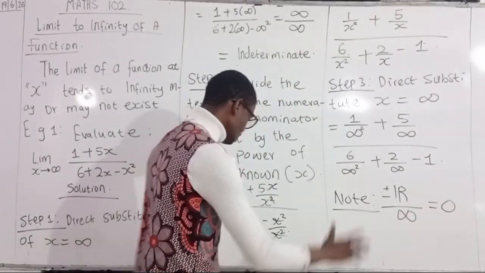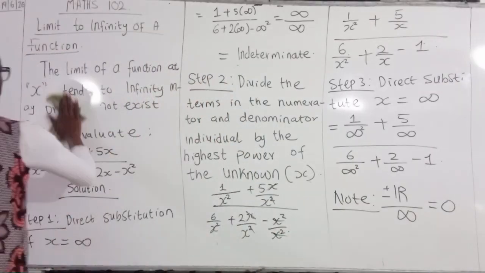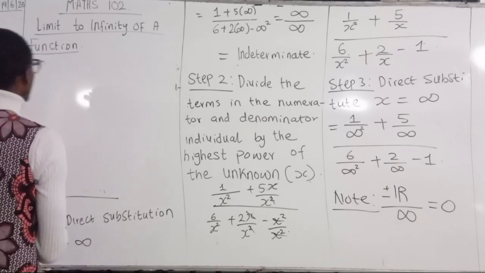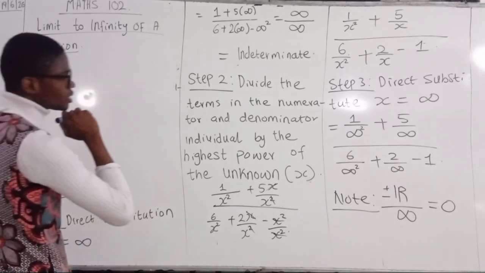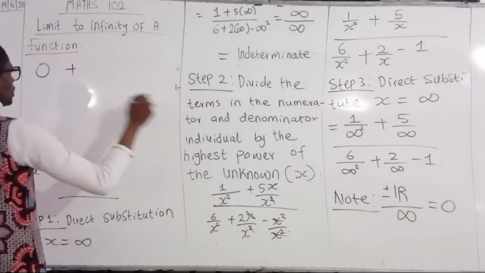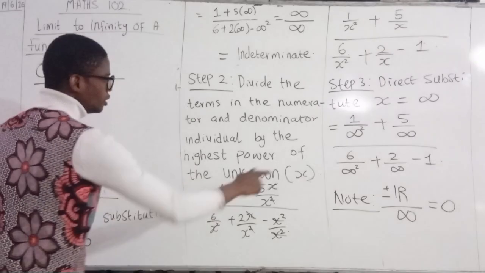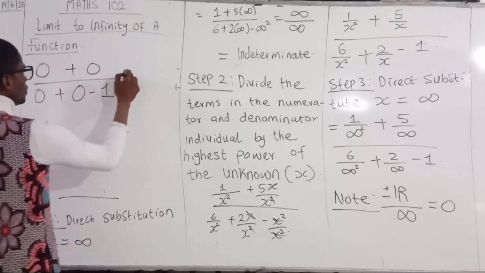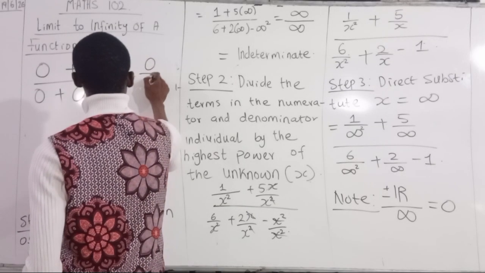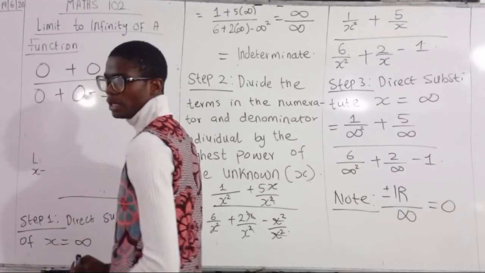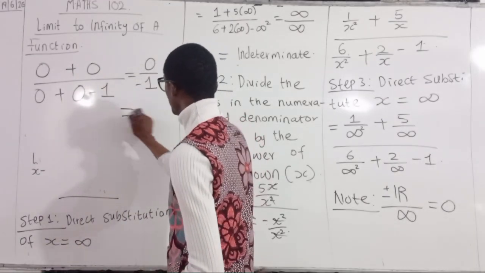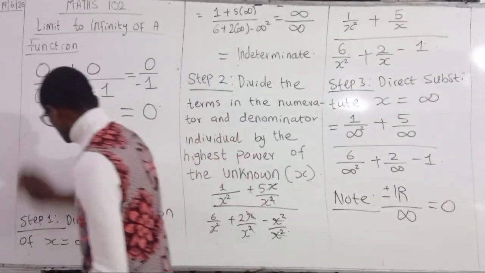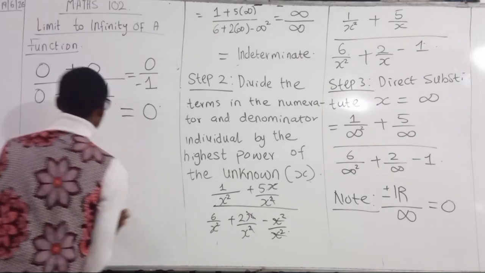So that is the condition we have here. So what will we now have for this problem? We'll have 0 here, plus this will give you also 0, here will give you 0, plus 0 minus 1. Now if you add this up, you have 0 all over minus 1. 0 divided by minus 1 will give you 0, because there's nothing like minus 0. So that is the answer to that question.